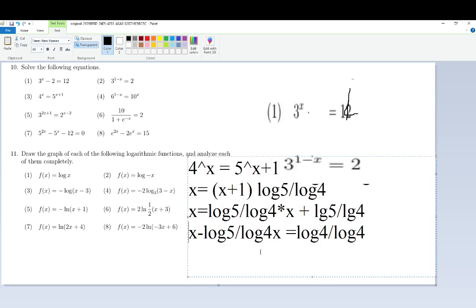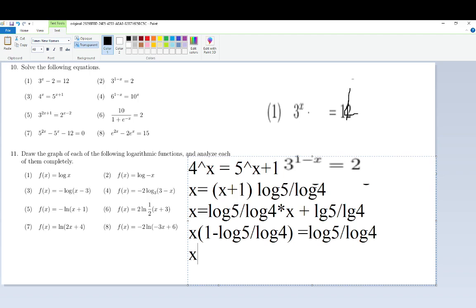So you get x minus... Oh, actually, you know what? I can just do it like this. This is smarter than coming with the decimals. On this left side, I can factor out x. I get 1 minus the log 5 over log 4, like that. And this, by the way, should have been log 5 divided by log 4.